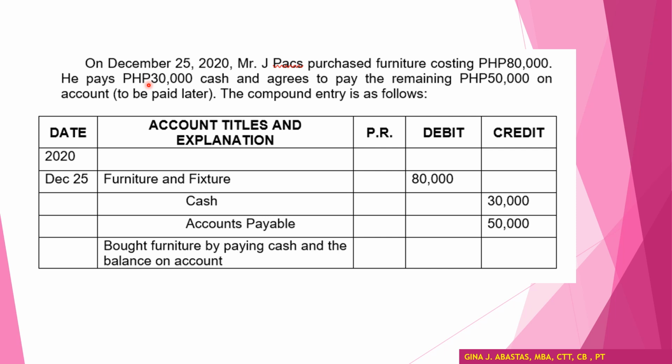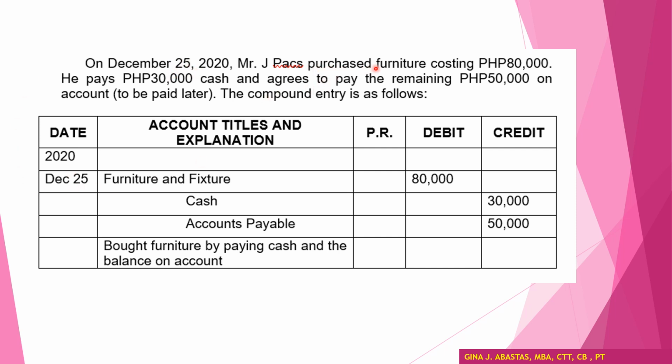He pays 30,000 pesos cash and agrees to pay the remaining 50,000 pesos on account, to be paid later. So the compound entry is as follows. So date, when did the transaction happen or occur? So we have December 25.